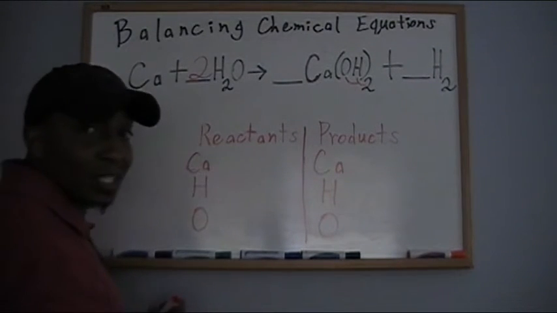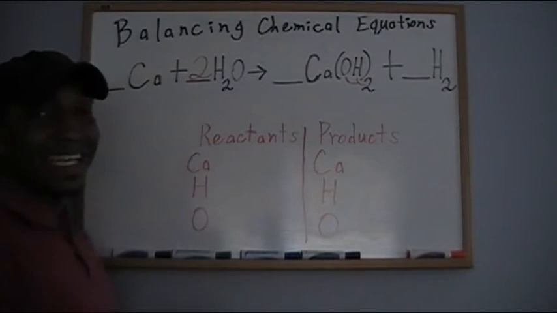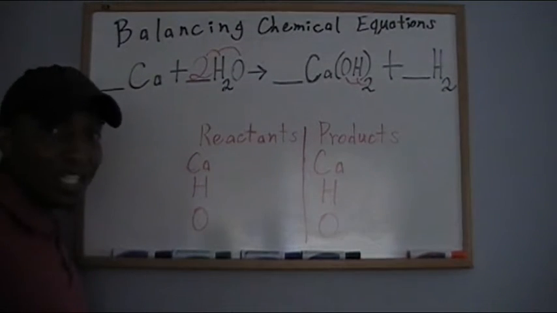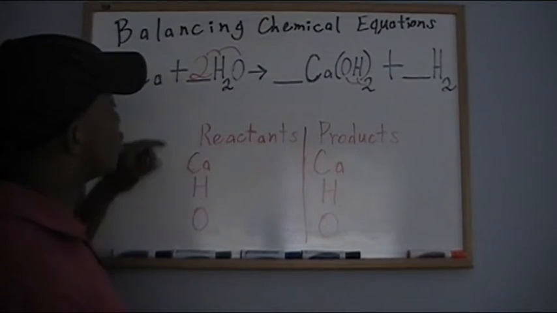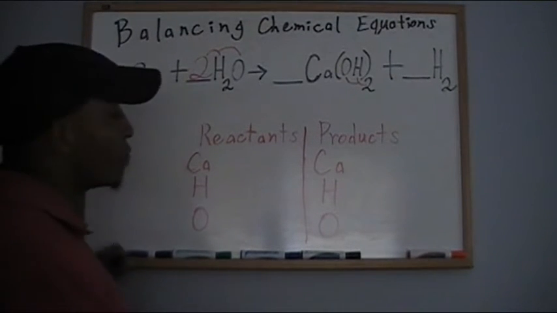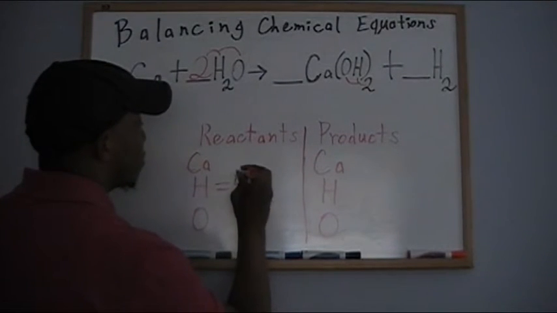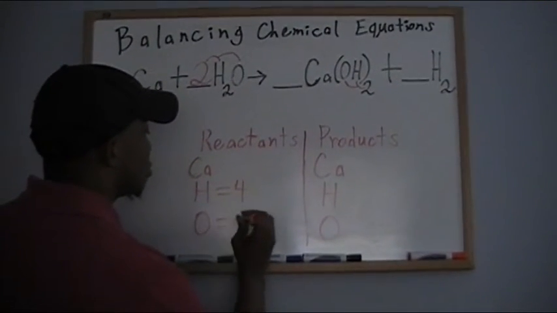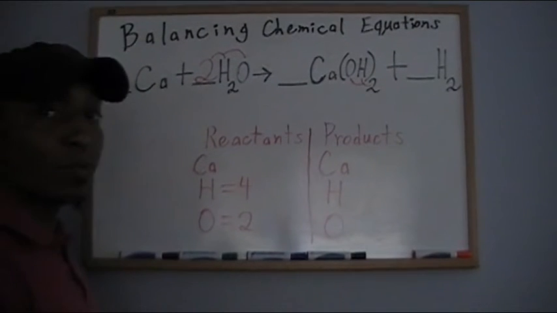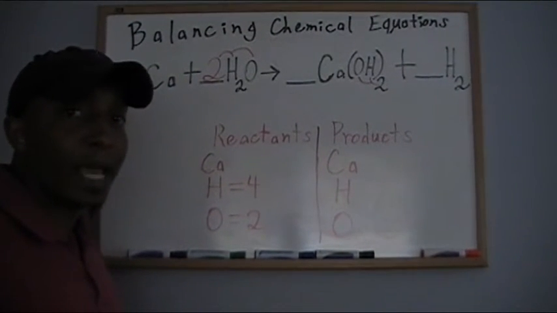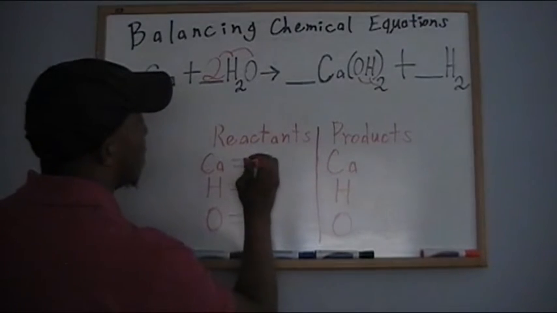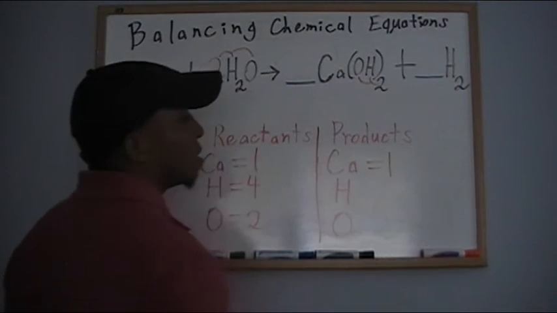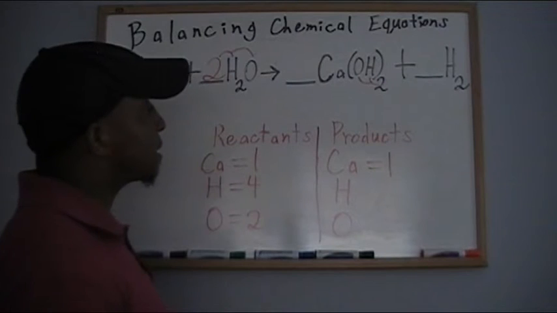Now, ladies and gentlemen, let's look at this once again. When we put that 2 right there, it gets distributed. It goes to the hydrogen and it goes to the oxygen. Remember, it multiplies. So, Jordan, 2 times 2 would give us what? 4. So we got 4 hydrogen over here. And then 2 times 1, that would give us 2 right here. And then we've already said we have 1 calcium on this side.